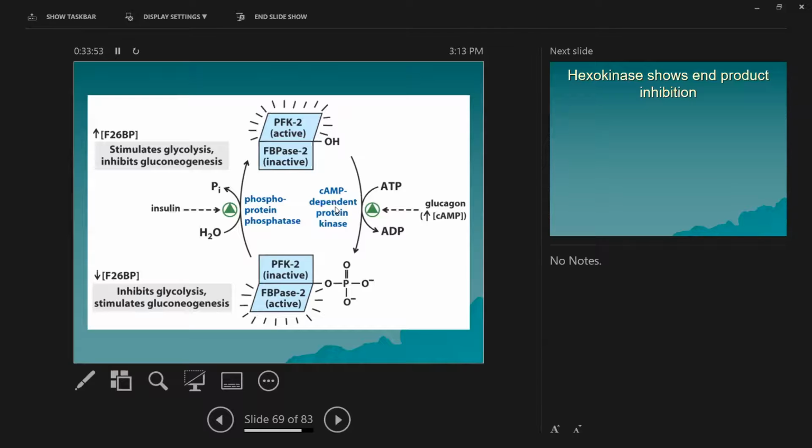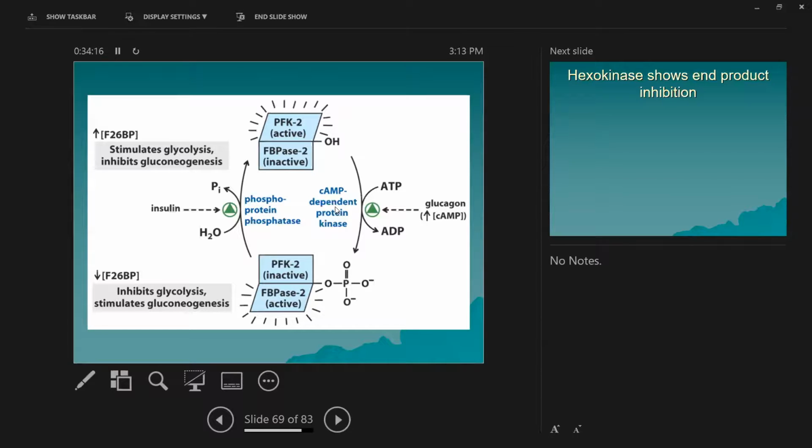When it's phosphorylated, now the fructose 2,6 bisphosphatase activity is active. The phosphofructokinase 2 activity is not active. You will now degrade fructose 2,6 bisphosphate. You will inhibit glycolysis, stimulate gluconeogenesis.